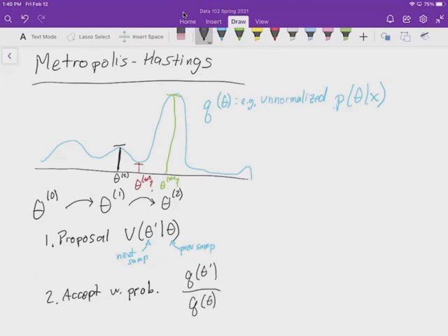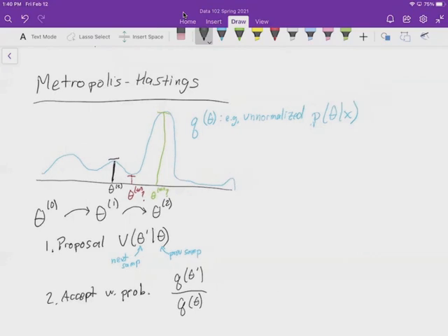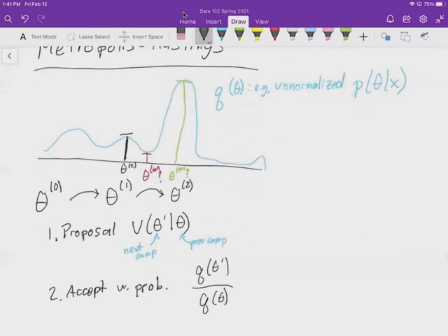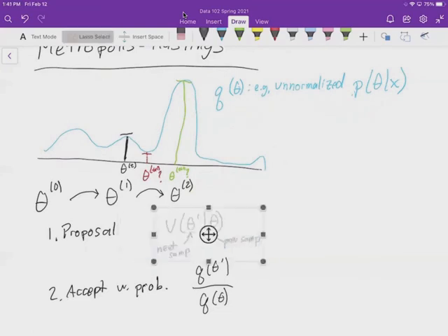Okay, so this seems like a pretty reasonable thing to do, right? Let's actually make this a little clearer. The new proposal, which we'll write out explicitly as theta prime, will be drawn from the proposal distribution, and we'll accept it with probability q of theta prime divided by q of theta. Now, this seems reasonable, right? If q of theta prime is way bigger, then that's good. If q of theta prime is a lot smaller, then this probability will go down.